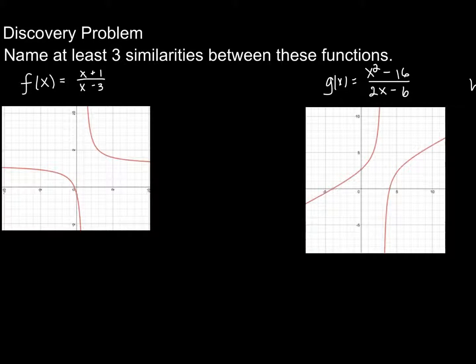But another similarity has to do with the vertical asymptotes, with what these functions are doing as they get closer and closer to that invisible vertical line. You'll notice that this function, as we get closer to that vertical line from the left, appears to be getting very, very negative, maybe towards negative infinity. And on this side, as we approach from the right, the function is getting very, very large, maybe towards positive infinity.